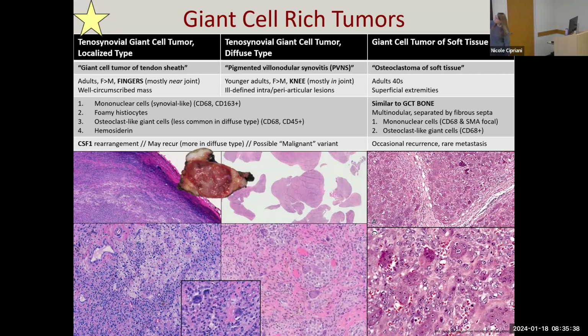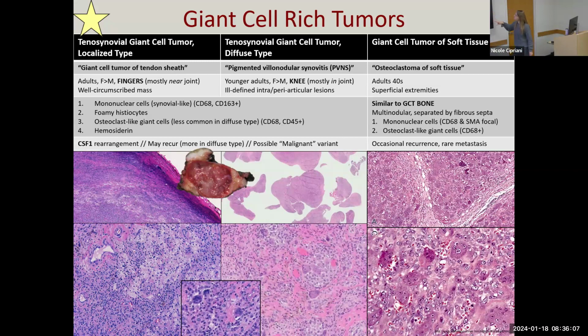So these do have CSF gene rearrangements, but we don't really use that because it's so classic histologically, right? There's some controversy about whether this can actually have a malignant variant. Probably malignant giant cell tumors are just undifferentiated pleomorphic sarcomas that are rich in giant cells because they don't have the same gene rearrangements, et cetera, in most cases, but to be determined.